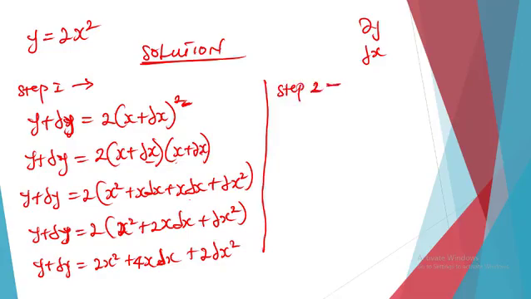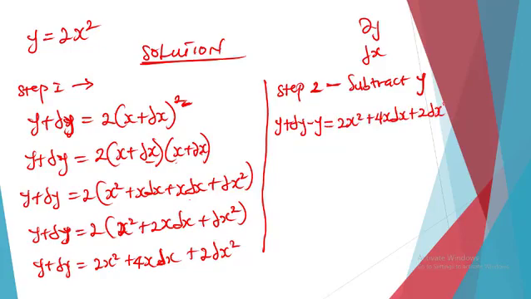Step 2, we subtract y from both sides of the equation. Subtract what? y from both sides of what? The equation. Therefore we have y plus dy minus y to be equal to 2x squared plus 4x dx plus 2 dx squared minus what? y. Okay, we have y plus dy minus y to be equal to, remember this y here is given to be what?